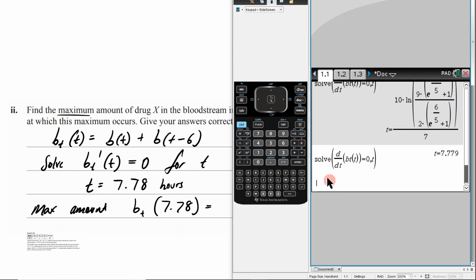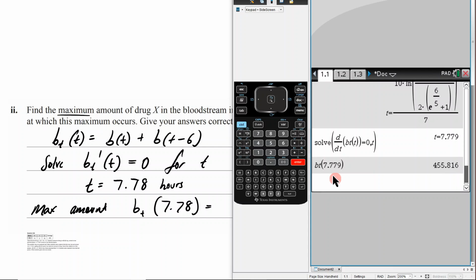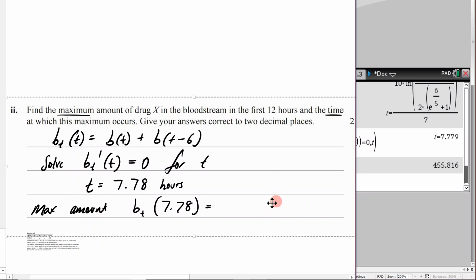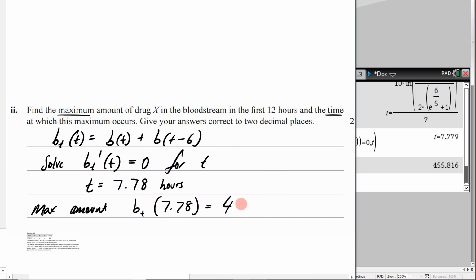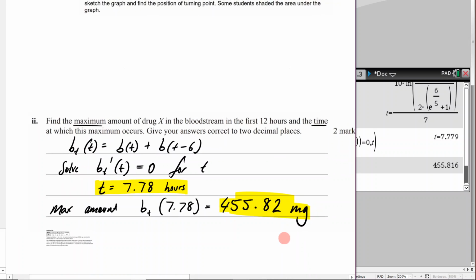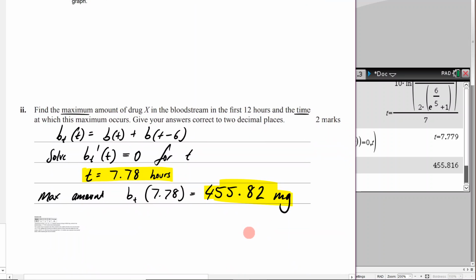So what I'm going to do is go B total of this right here, close the brackets, and then control enter. It's going to give me 455.816. Remember, 2 decimal places. So this means I'm going to get 455.82, and this should be milligrams. All right, so just to really highlight this, I'm going to use a highlighter. That's 1 and that's 2. So this is a 2 marker. I imagine that because I've asked for 2 things, those are where the 2 marks are coming from.